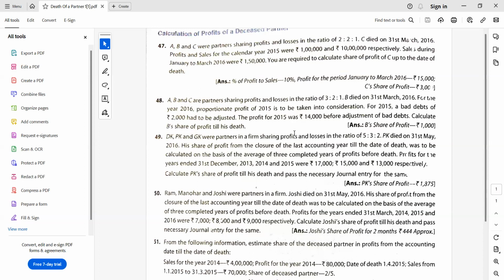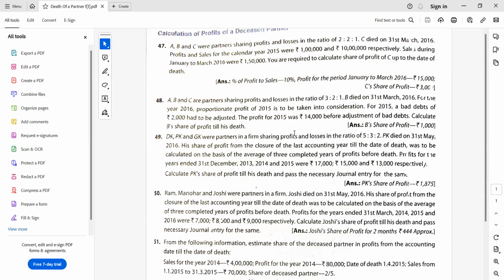Okay. Now do it differently. First, you have to calculate current year profit. So do it 12,000 into 3 divided by 12. Yes. So why are we taking 3 months?